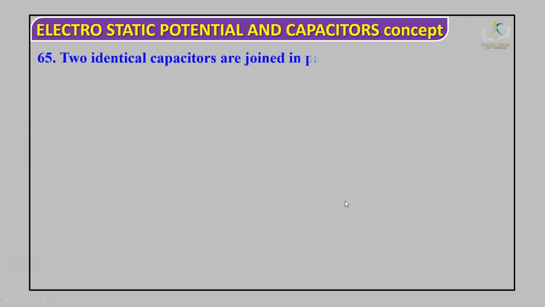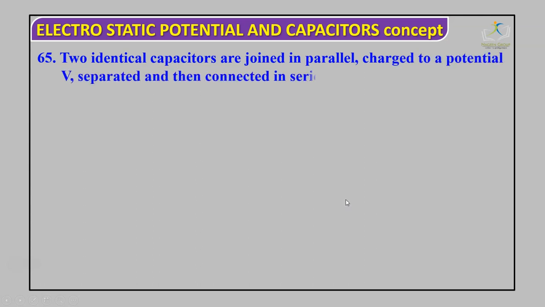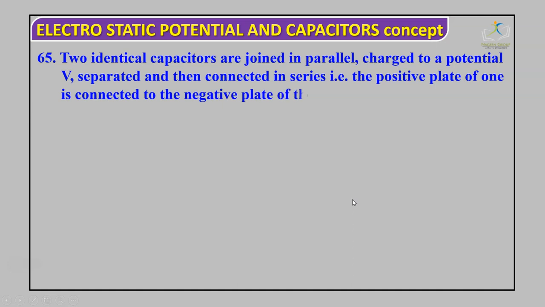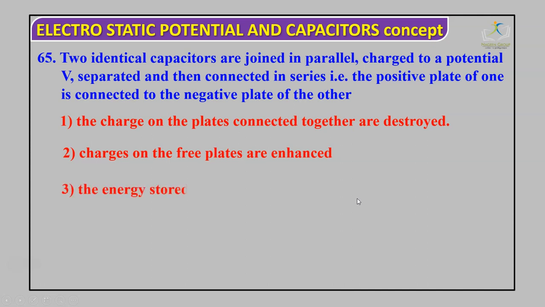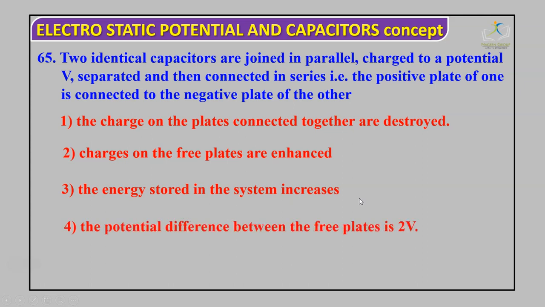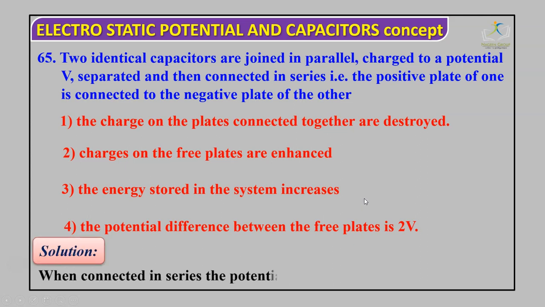Next we have a question. Two identical capacitors are joined in parallel, charged to a potential V, separated and connected in series, that is, the positive plate of one is connected to the negative plate of the other. The options we have: the charge on the plates connected together is destroyed, the charge on the free plates is enhanced, the energy stored in the system increases, the potential difference between the free plates is 2 volt. Solution: when connected in series, the potential becomes 2 times of each. Hence, the fourth option is correct.